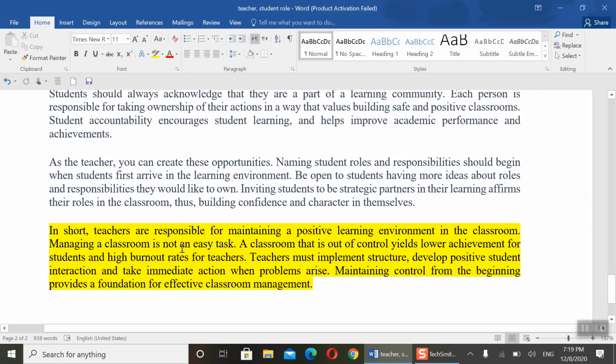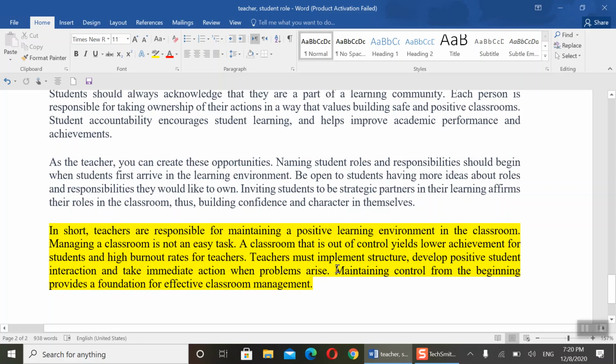In short, the conclusion of this: teachers are responsible for maintaining a positive learning environment. You as teachers, this is your responsibility, your duty. Managing a classroom is not an easy task. Not easy. It's very difficult. You will teach inside the classroom and you will see that teaching is very difficult. Managing is very difficult. A classroom that's out of control yields lower achievement. If you don't control your class, what kind of achievement? Low, not high, for students, and high burnout rates for teachers.